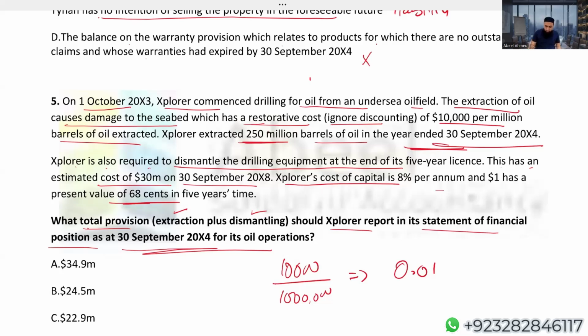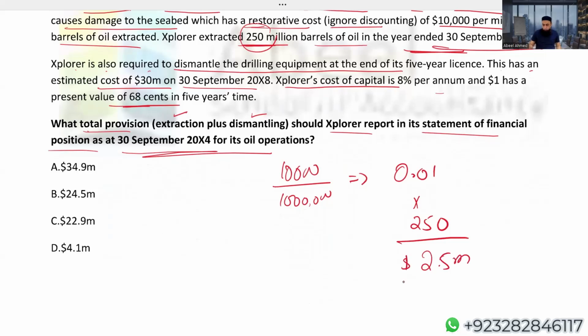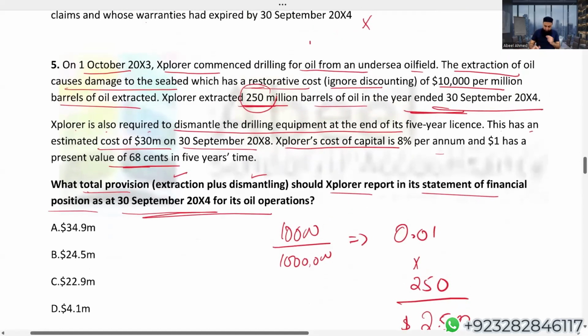How many barrels have they extracted? 250 million. Multiplying by 250, I'm getting 2.5 million. So the provision relating to extraction activity only is 2.5 million, but this is not the answer. They have asked us for the total provision. This is one of them. Second, let's talk about the dismantling one.